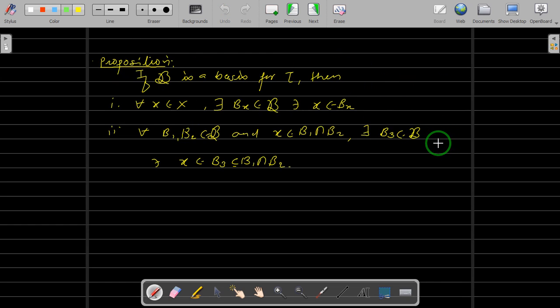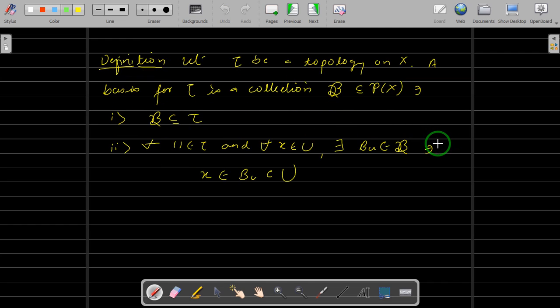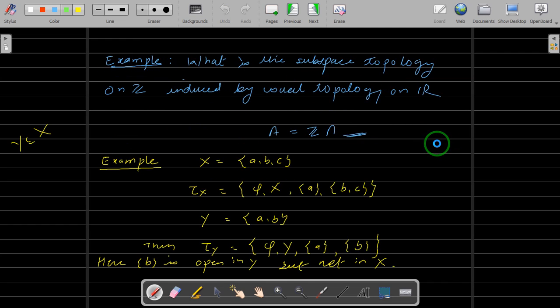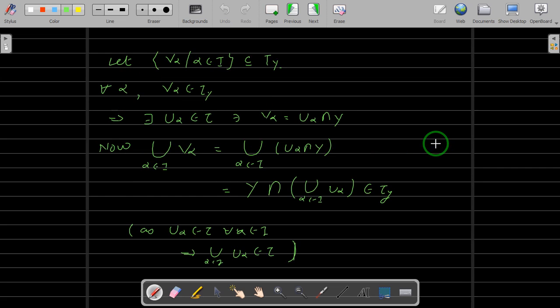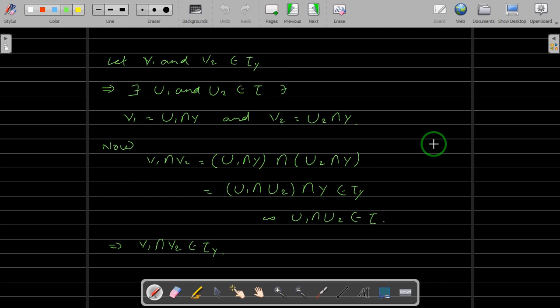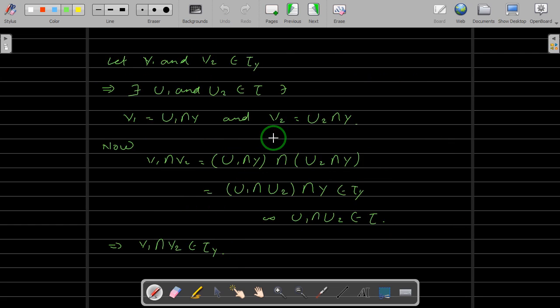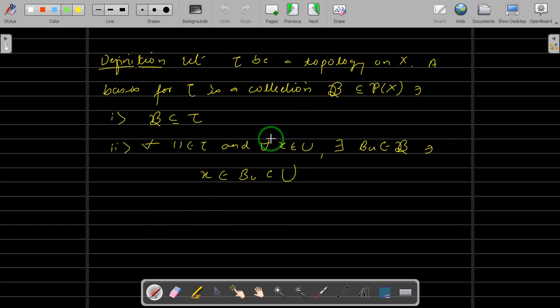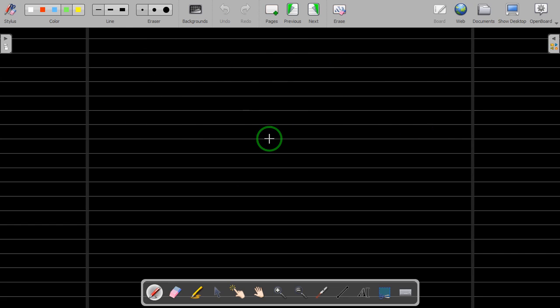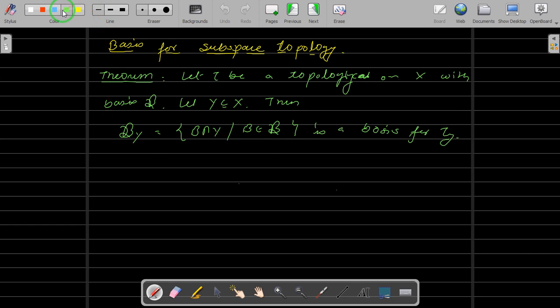We have stated previously what tau_Y is, and we proved that tau_Y is a topology, which is called the subspace topology. Here Y is a subset of X. Tau_Y is defined to be Y intersection U, where U is open in tau. Alright, let me put that up over here. Let's write the proof.